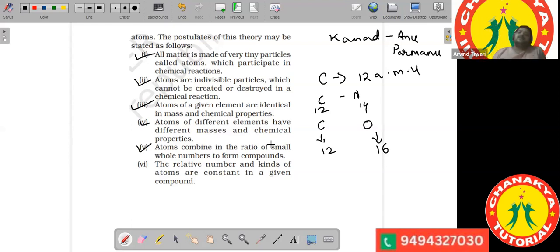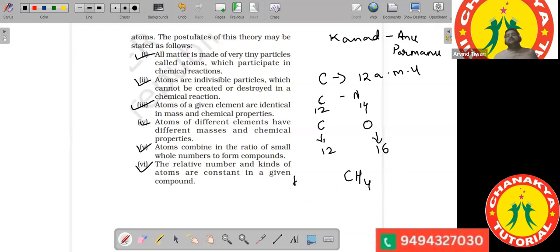Then the relative number and kind of atoms are constant in a given compound. If you take any given compound, the relative number and kind of atoms are constant. For example, if I take CH4, it says that there will be 1 atom of carbon and 4 atoms of hydrogen in every molecule of methane.